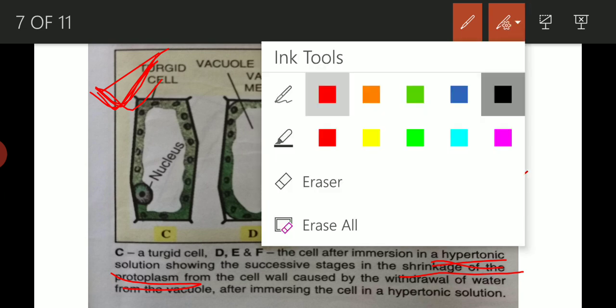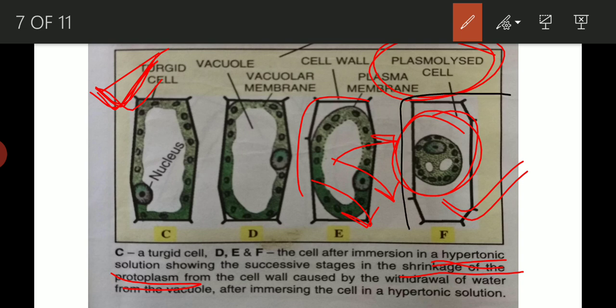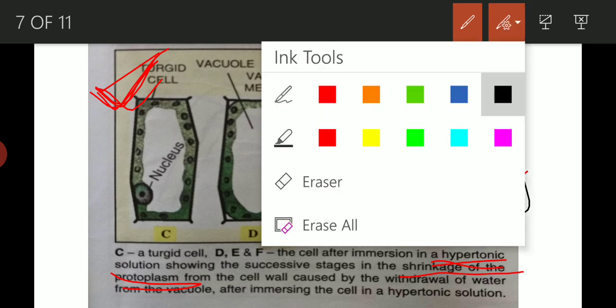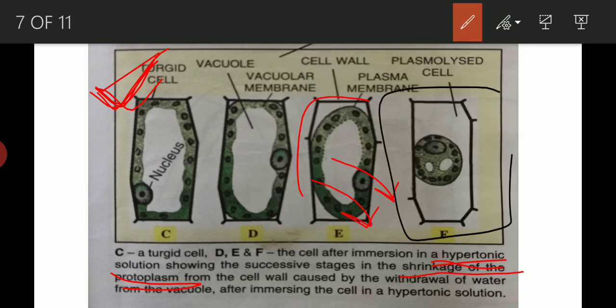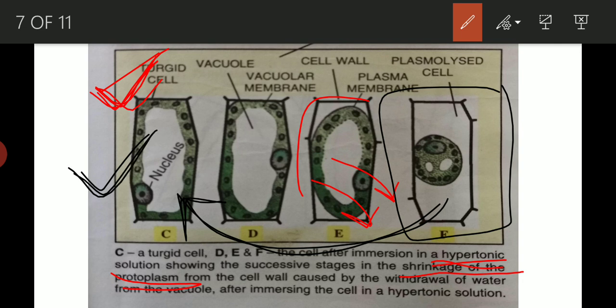Now what will happen if we keep this particular cell, the plasmolysed cell, in a hypotonic solution? Again it will move back to this condition. It will become normal. That is known as deplasmolysis. That means we are neutralizing the plasmolysed condition of the cell. That is why the method is known as deplasmolysis.